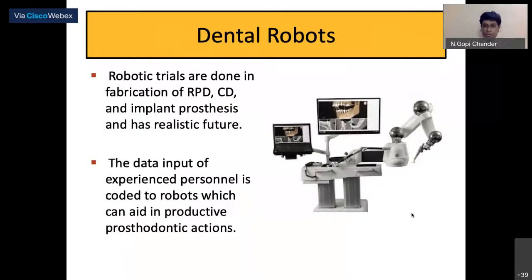The only issue is you have to incorporate the data and code the robot, program the robot so that it's going to do diversified applications, whichever you want to do. Either it's going to be fabrication of dentures or making your restorations. Everything is going to be designed by the robots.